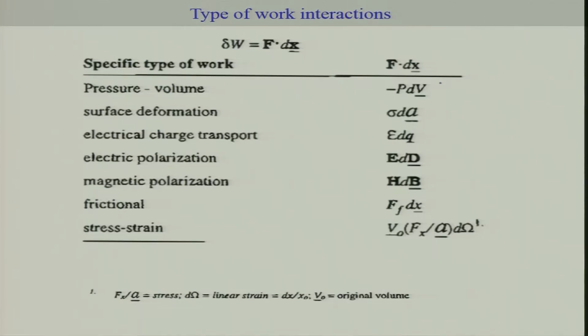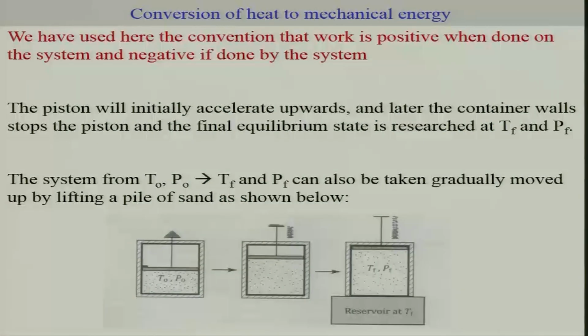So, we have already talked about pressure volume, P dV. This is a surface deformation, where sigma is basically related to stress and A is the area. Then you have electrical charge transport, here the charge, electrical field, electrical polarizability, the dipole moment, magnetic polarization, and frictional stresses. All will have some kind of F dx relations, which would be something of these expressions. I just wanted to summarize this before I go forward to the example.